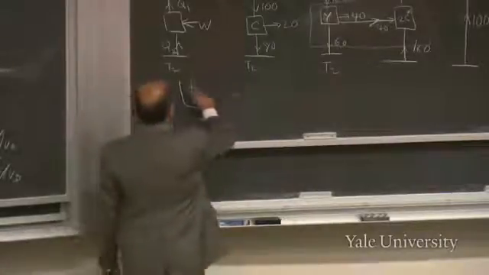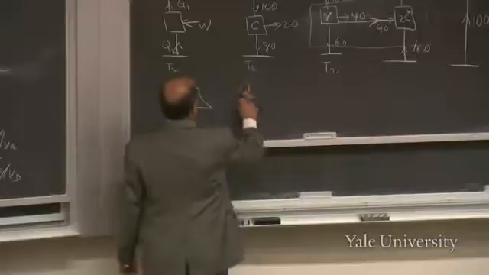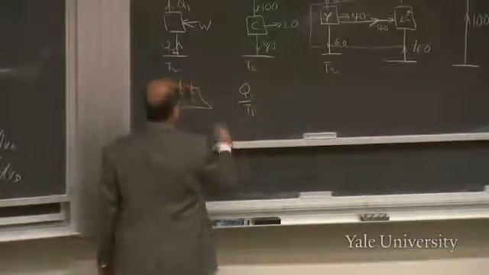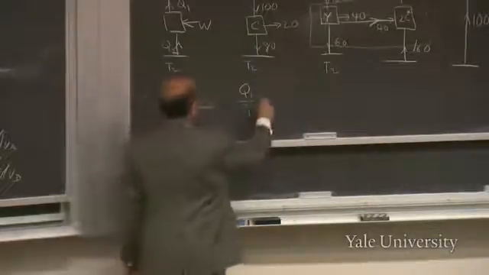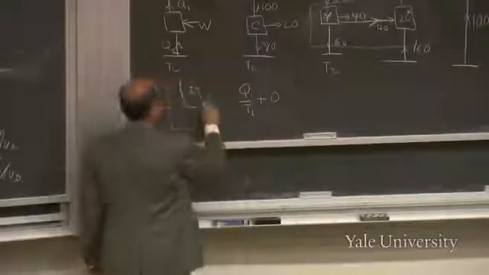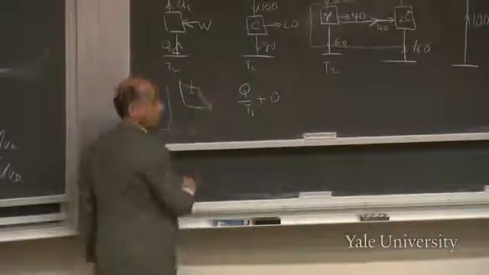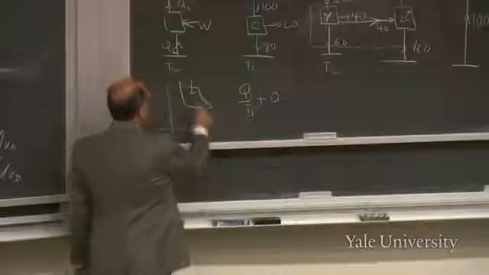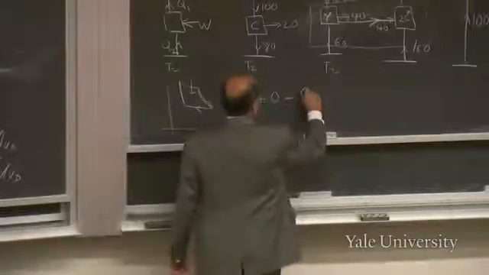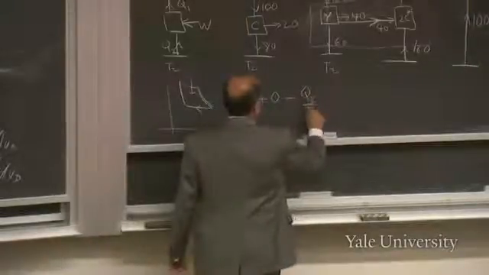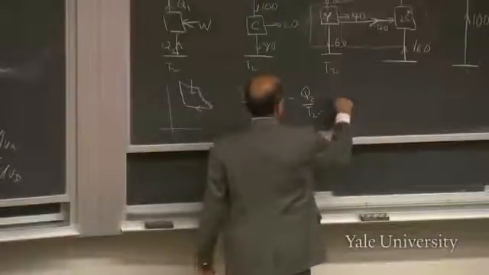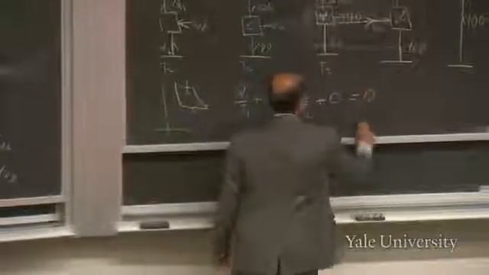In this segment, I had Q1 over T1. In this segment, there was no Q1 or Q2. There was no Q because this is the adiabatic process. In this segment, I had minus Q2 over T2. And the last segment, I had 0. And the whole thing is 0.